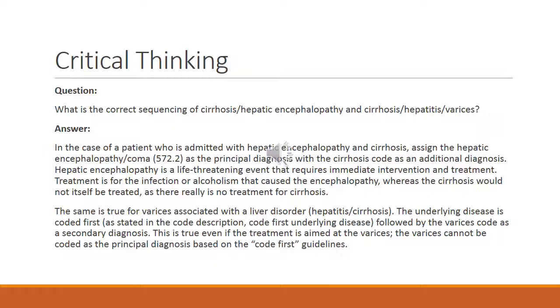Now, the same is true for varices associated with a liver disorder, such as hepatitis and/or cirrhosis. The underlying disease is coded first, as stated in the code description, "code first underlying disease," followed by the varices code as a secondary diagnosis. This is true even if the treatment is aimed at the varices. The varices cannot be coded as the principal diagnosis based on the code first guidelines.